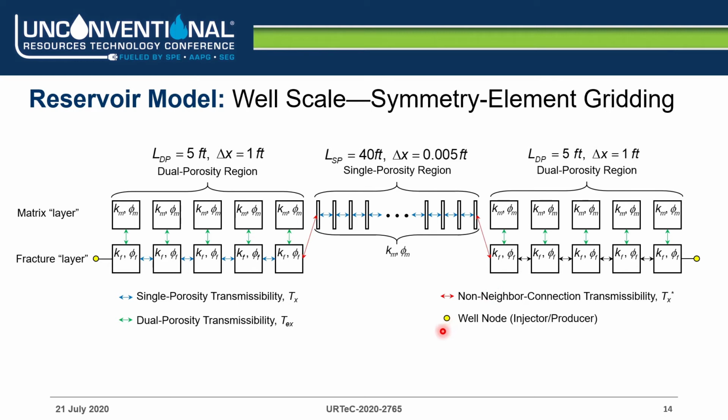The gridding of the reservoir model, the symmetry element model, is as follows. The shattered volume is treated with a dual porosity formulation, meaning that we have flow from grid block to grid block in the fracture layer, and the fracture layer can drain or inject into the matrix block connected to it.